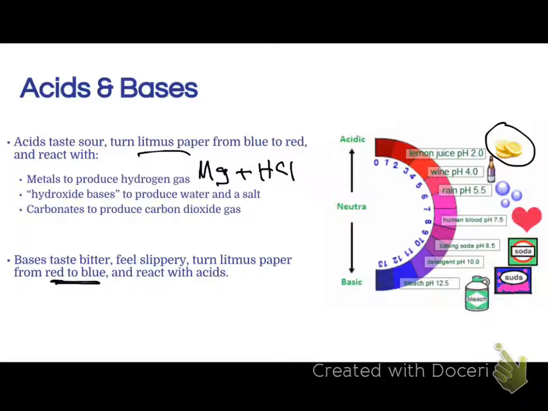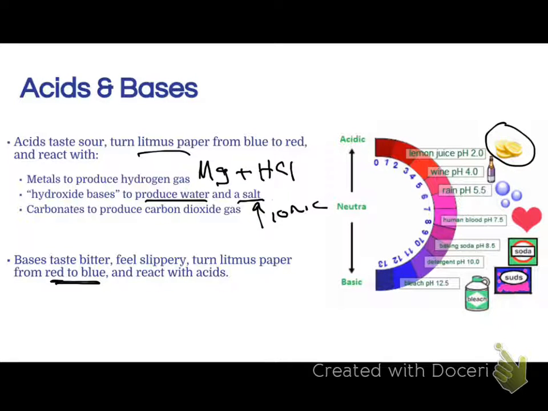Another one is whenever an acid reacts with what we call hydroxide bases. That's basically an acid and a base reacting together. Whenever that happens, it's going to produce water and some kind of salt. Sometimes NaCl and sometimes other salts, other ionic compounds. When I say salt, what I mean is ionic substance.